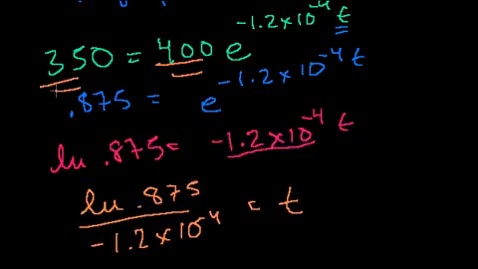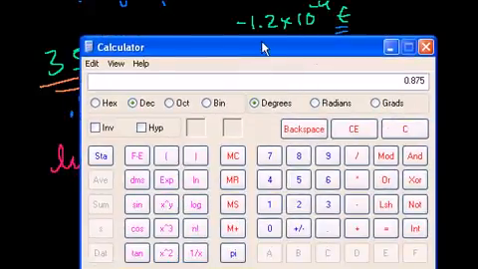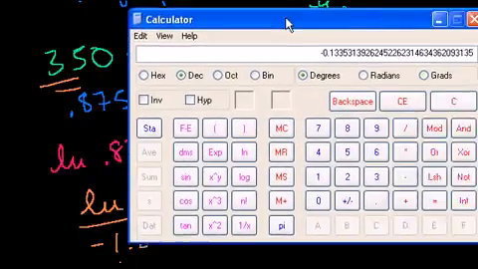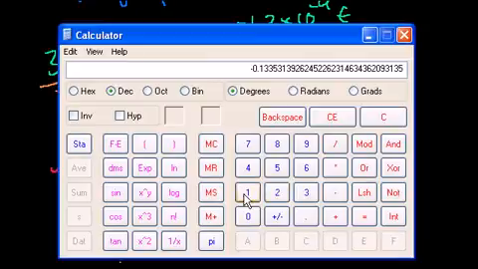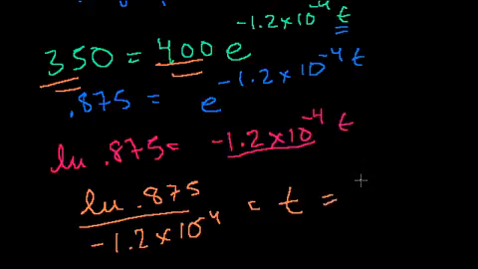To 350. So let me do the math. If you have 0.875, we want to take the natural log of it, and divide it by 1.2 e to the negative 4, and this is all a negative number. Oh, well, I'll just divide it by this, and then just take the negative of that. Equals that, and then I have to take a negative. So this is equal to 1,112 years to get from 400 to 350 grams of my substance.